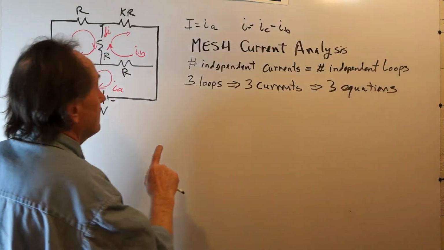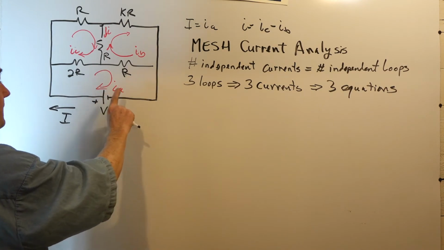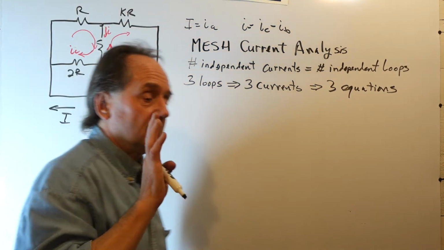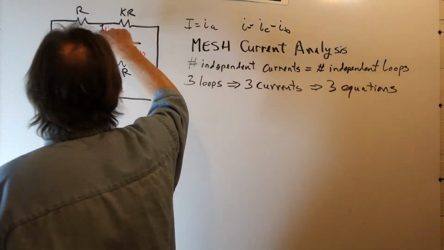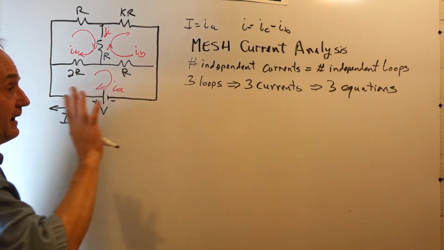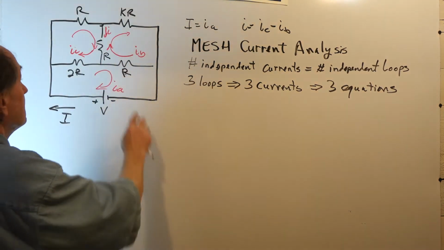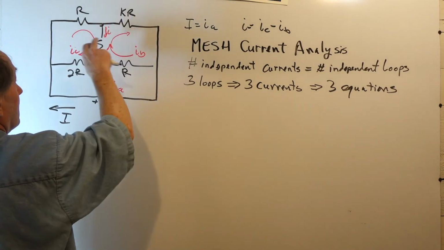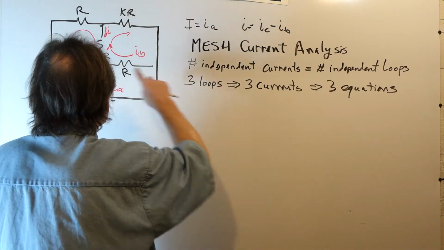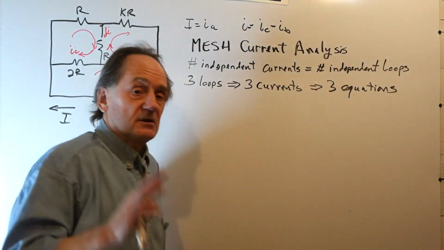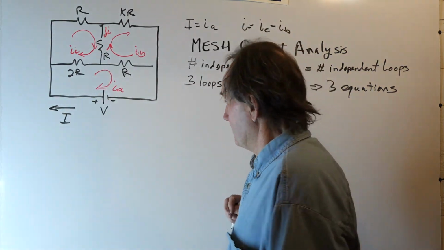Now, in order to do this, the number of independent currents has to be equal to the number of independent loops that we have in the network. We have 3 independent loops, so we're going to have 3 currents. I'll call them IA, IB, and IC. So we'll write Kirchhoff's voltage law around each of the 3 loops. So the 3 loops give us 3 currents and 3 equations. 3 unknowns, 3 equations. The circuit can be uniquely solved.